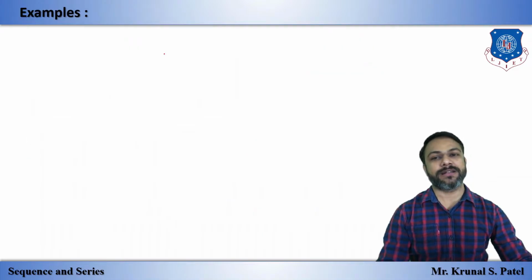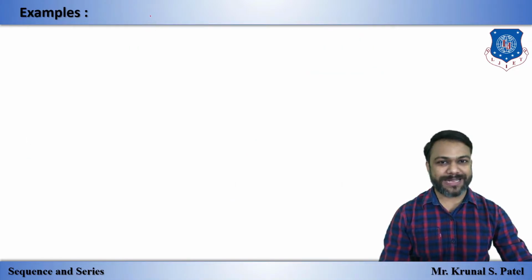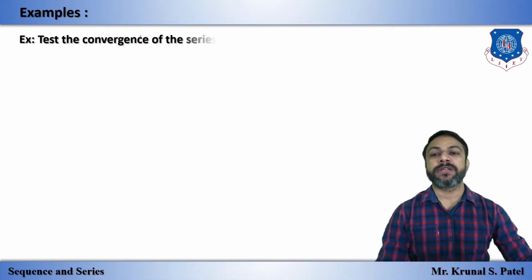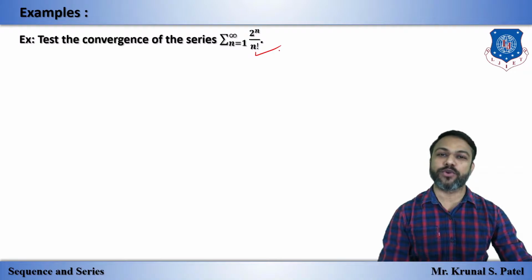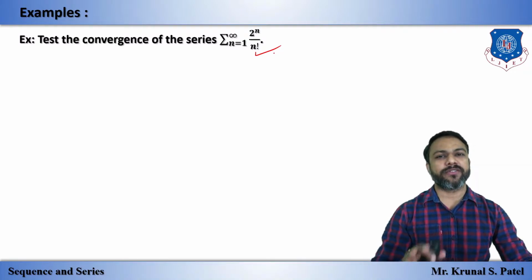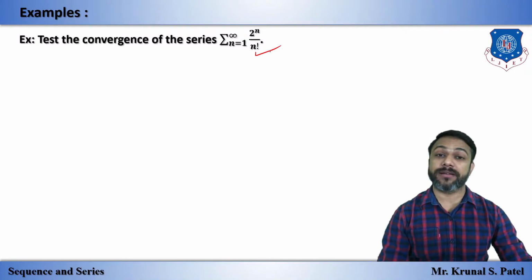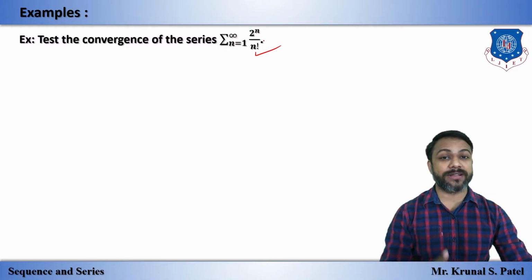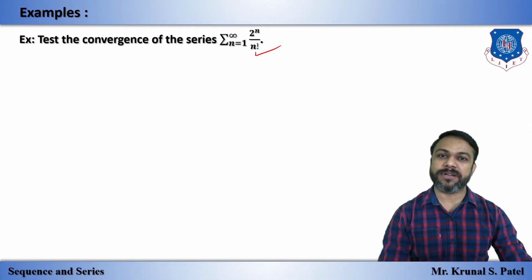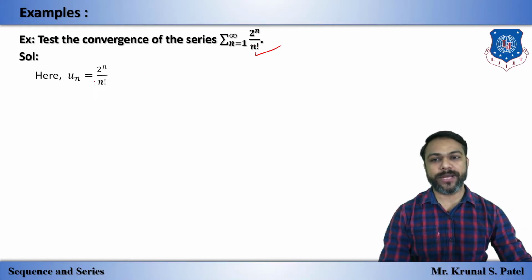Let's understand the ratio test with two or three examples. Test the convergence of this series. Here you can see that a factorial is given, so compulsorily we can apply the ratio test. But if after applying the ratio test L is 1, then the ratio test has failed. That's why I'm telling you that in 99.99% of cases the ratio test is applicable. So let's start with un.